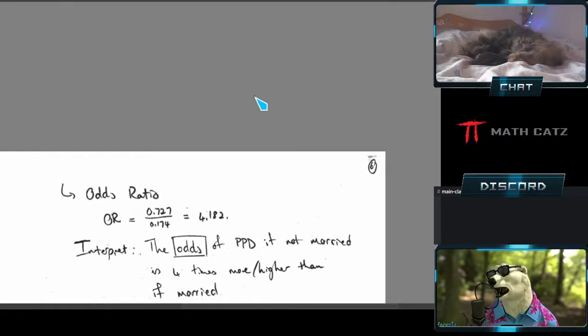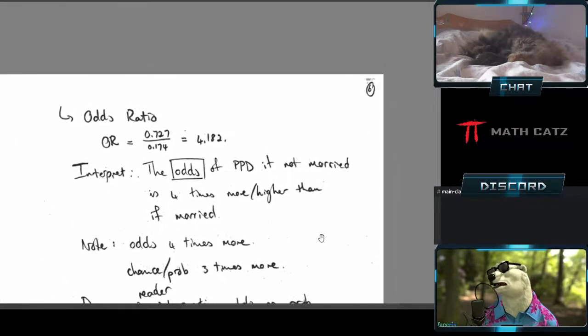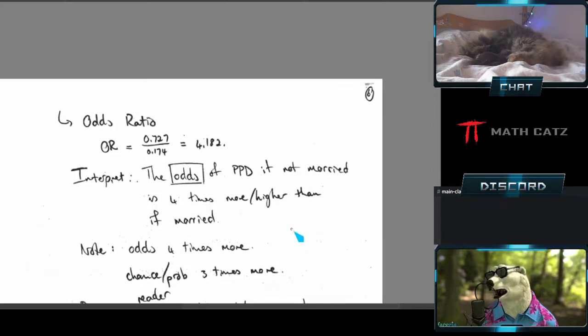Just like relative risk was the ratio of probabilities, ratio of percentages, the odds ratio is the ratio of odds. So I just say here, there is a difference in the number itself: the odds ratio says 4 times more. The relative risk says 3 times more.